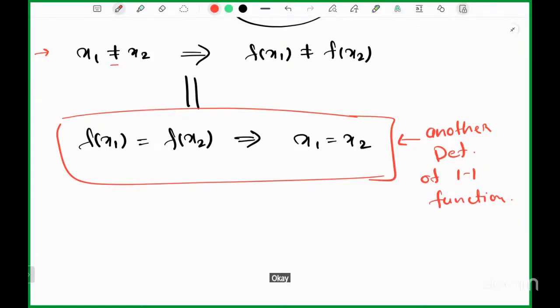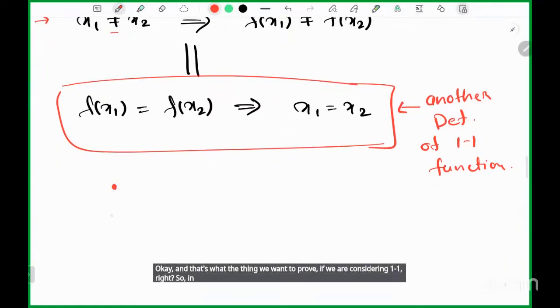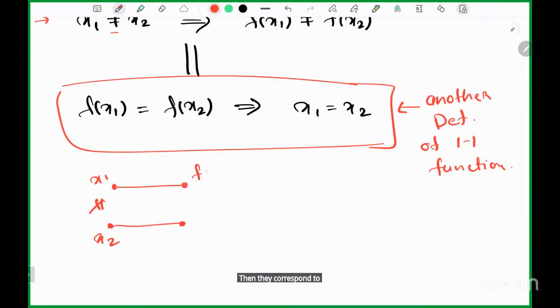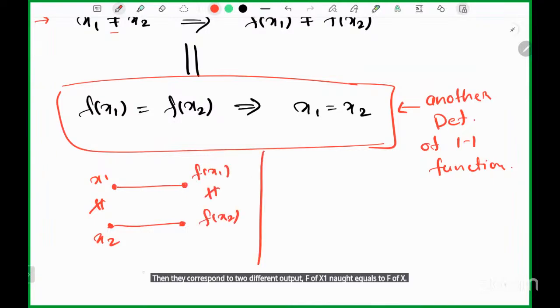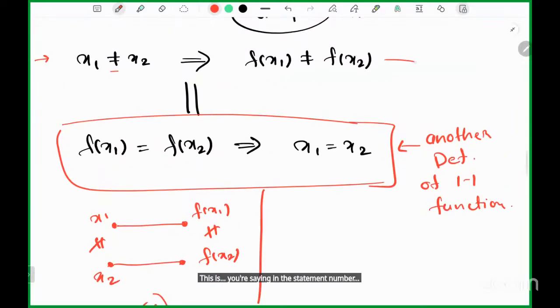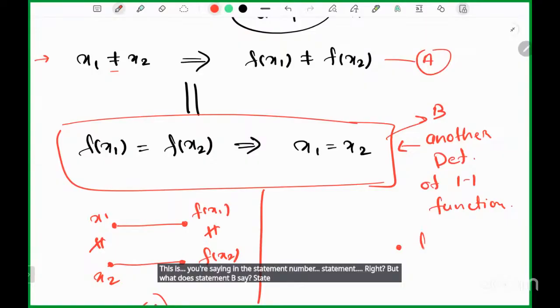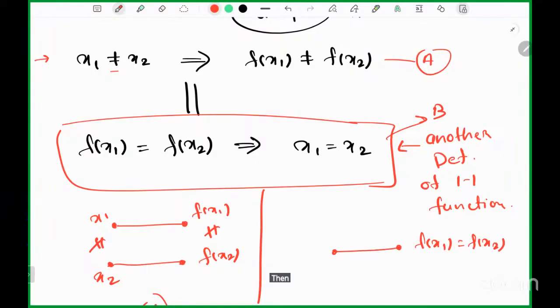And that's what we want to prove if we are considering one-one, right? So in the first statement, what does it say? It says that if you take two different inputs, x1 not equals to x2, then they correspond to two different outputs, f of x1 not equals to f of x2. This is what you are saying in statement A. But what does statement B say? Statement B says if you consider the same outputs, then the corresponding inputs will be the same, right?